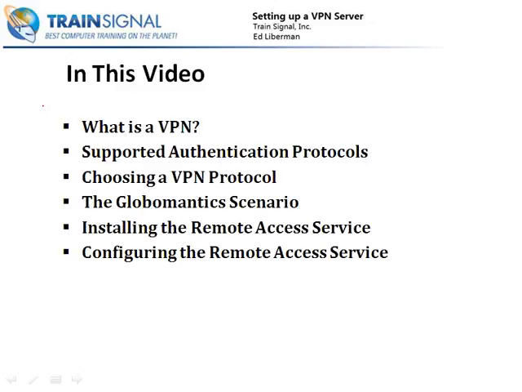In this video, we'll start off by talking about exactly what a VPN is and how you can use it within your organization. We'll then take a look at the supported authentication protocols within a Windows Server 2008 VPN server. Then we'll take a look at how to choose which VPN protocol you want to use to encrypt the data in the communication. And I will tell you there's a new one to Windows Server 2008 that we've never seen before. Take a quick look at the Global Mantic scenario, see what's going on, see how we can resolve their dilemma. And then we're going to go into the operating system and see how to actually install and configure the remote access service to provide VPN connectivity.